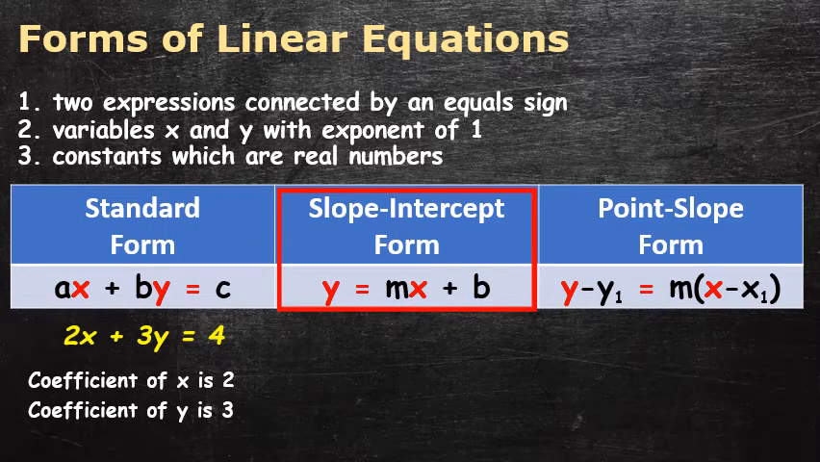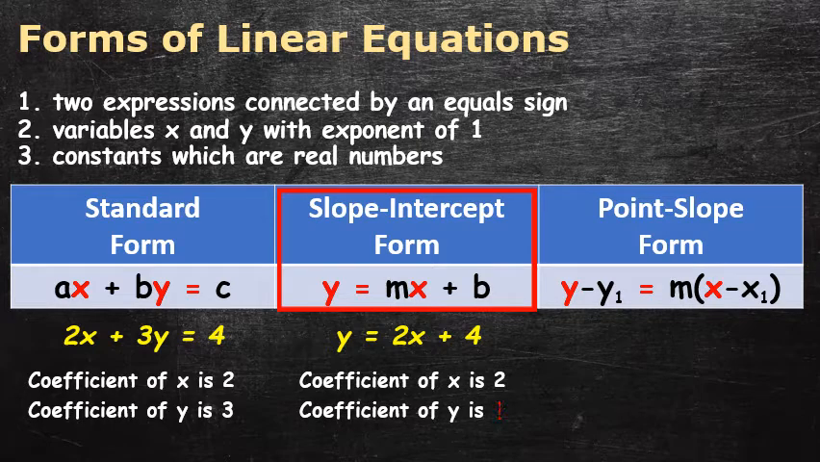Sa slope-intercept form, ang example natin will take the form y equals 2x plus 4. Ang coefficient of x is 2. Ang coefficient of y is 1. Hindi na natin sinusulat ang 1 as a coefficient dahil sa tinatawag na identity property of multiplication. Ang sabi sa identity property of multiplication, any number multiplied by 1 is itself.